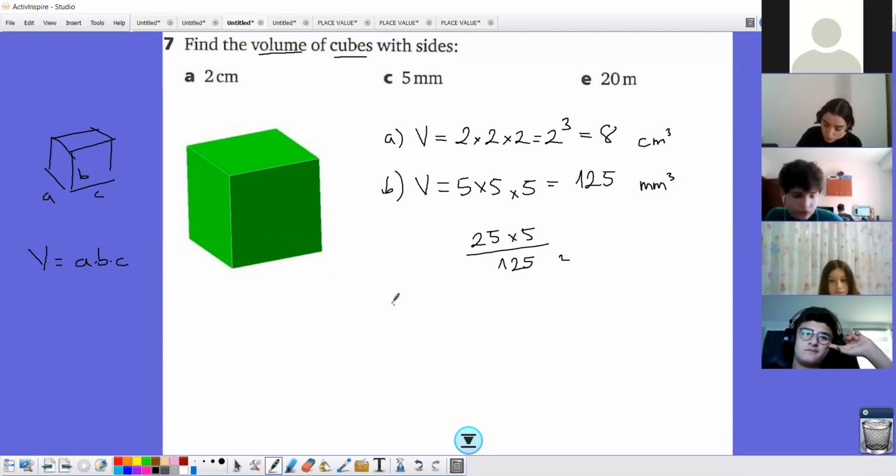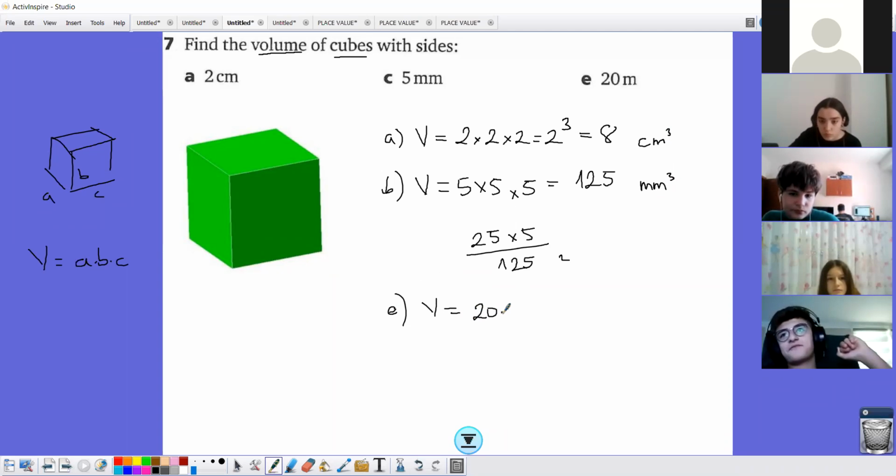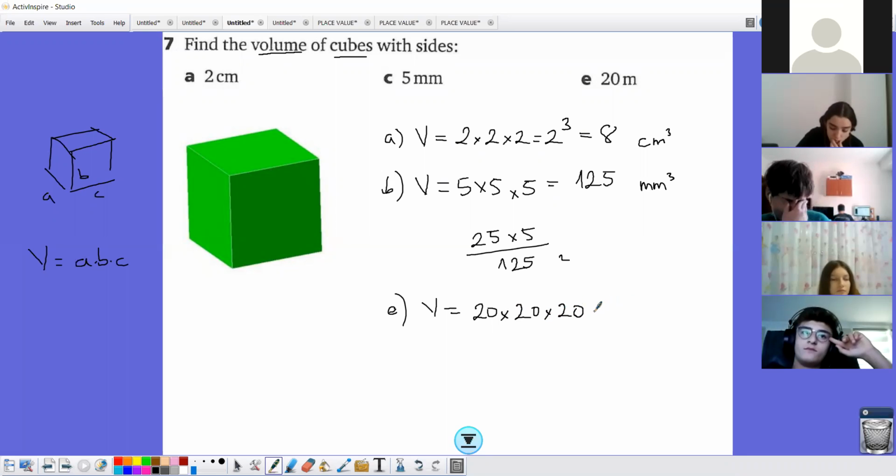And Taha will solve the third one. 20 times 20 times 20. So this is 20 cubed. What will be the result?